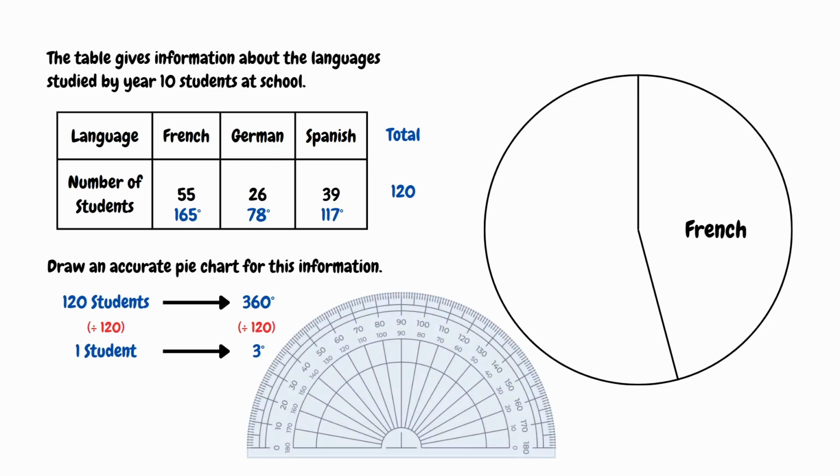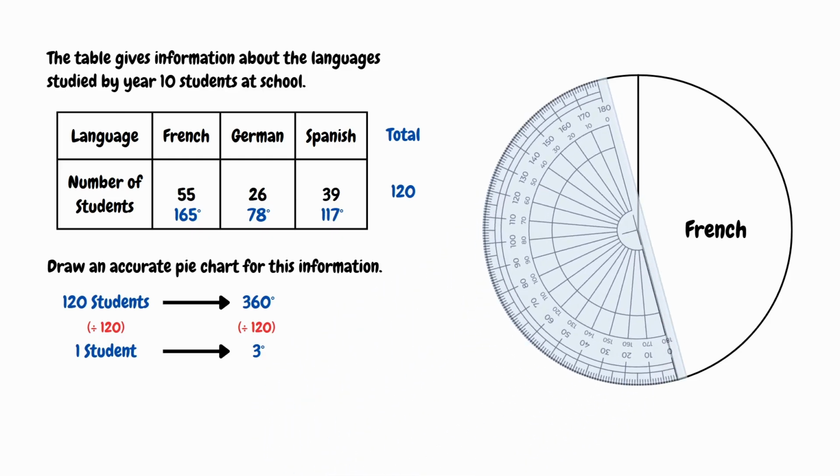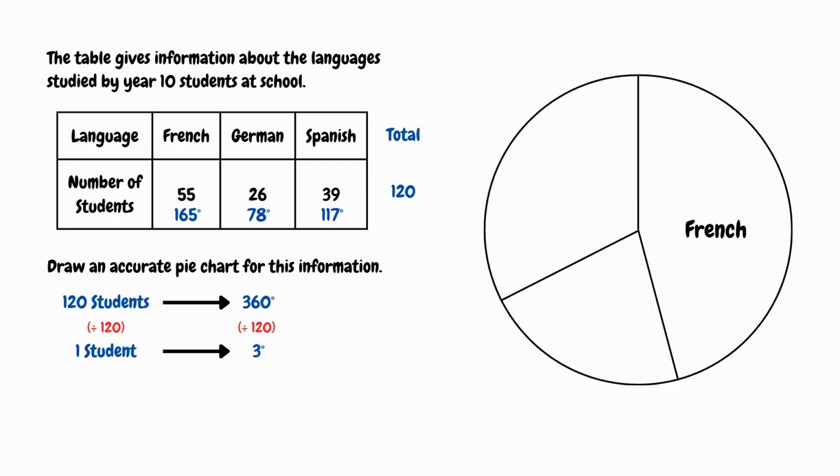We're now going to measure our angle for the sector for German. So again, I need to place the center of my protractor in the middle of the pie chart. And I'm going to line up the 0 on the outside with the line that I've just drawn. And again, I'm going to measure in a clockwise direction using the outside numbers. So this time we need to measure an angle of 78 degrees. So that would go here. So now all I need to do is label my sector.